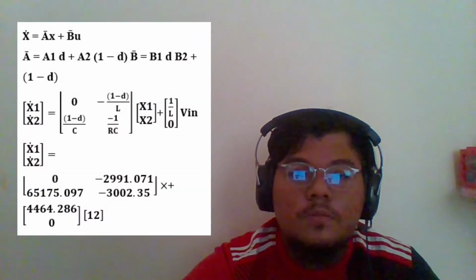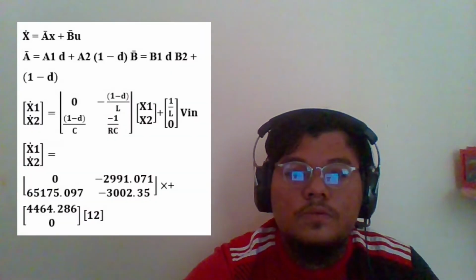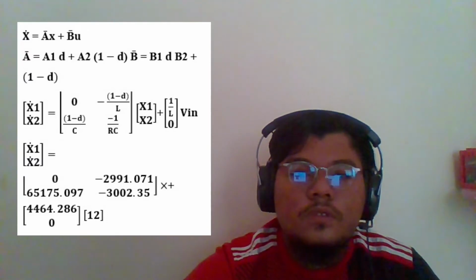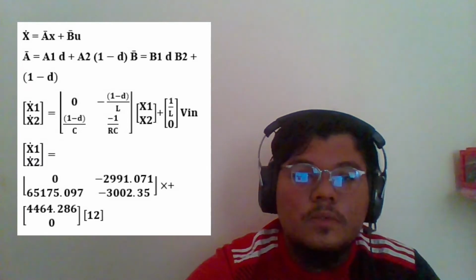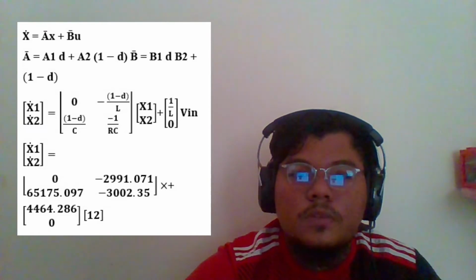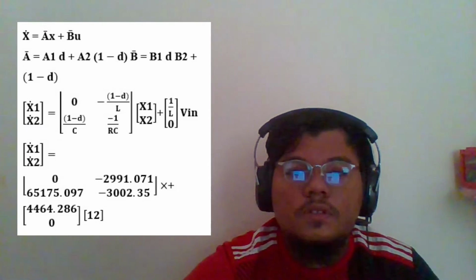Next is the average state space model. The averaging method combines the state space models of the two modes to obtain x dot equal to A bar x plus B bar u. A bar equal to A1 d plus A2 times (1 minus d). B bar equal to B1 d plus B2 times (1 minus d).